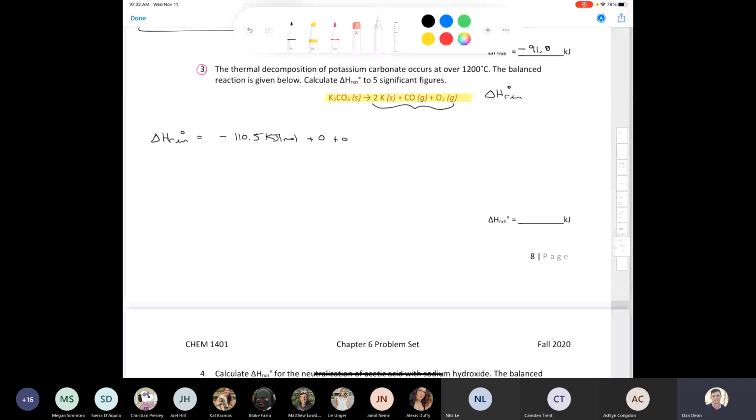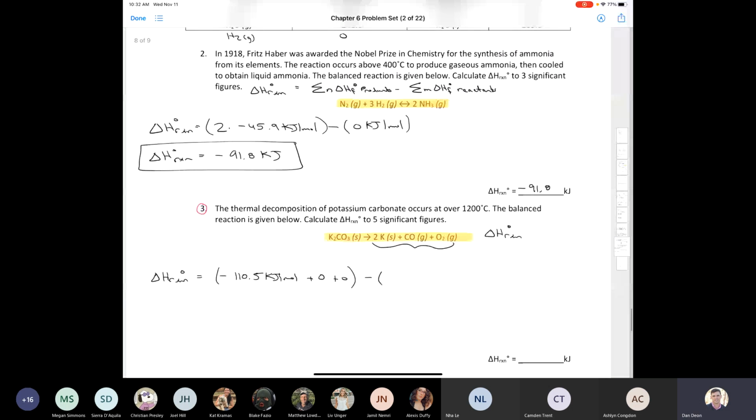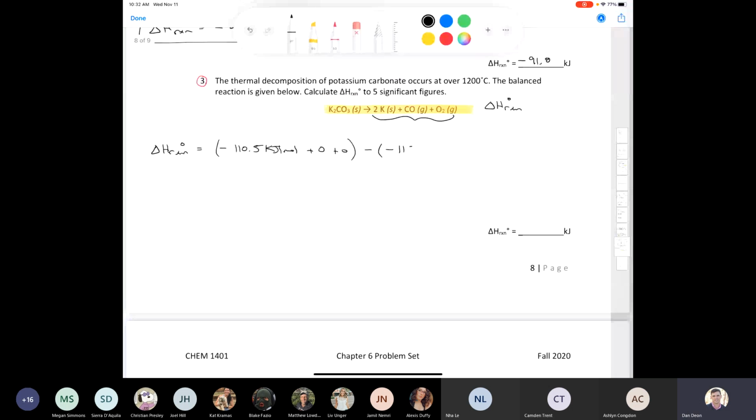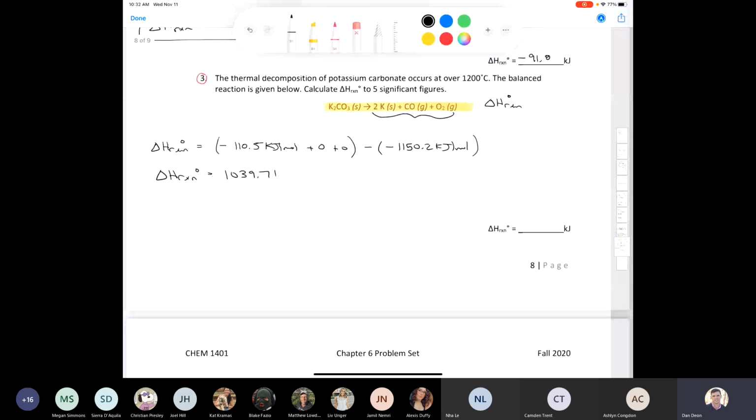Okay, so we get the first part done. And then we're going to subtract the delta HF of the reactants. And it's potassium carbonate. Let's go up here and look up potassium carbonate in the table. Right here, it's negative 1150.2. So subtract negative 1150.2 kilojoules per mole, like that, and we get that our delta H of our reaction is equal to 1039.7 kilojoules. Okay, and there we have it.